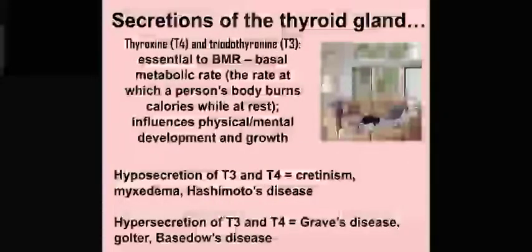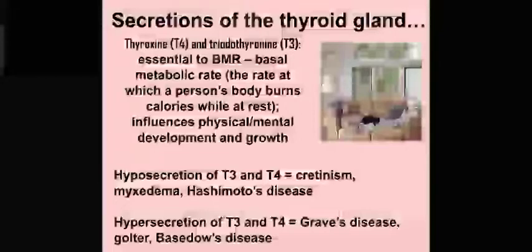Now, the thyroid gland secretes two hormones: thyroxine T4 and triiodothyronine T3. Then hyposecretion and hypersecretion. Hyposecretion means thyroid secretion is in less amount, a deficiency, and hypersecretion means the thyroid secretes in maximum amount. Hyposecretion leads to cretinism, myxedema and Hashimoto disease, and hypersecretion of T3 and T4 is related with Graves' disease, goiter and Basedow disease.